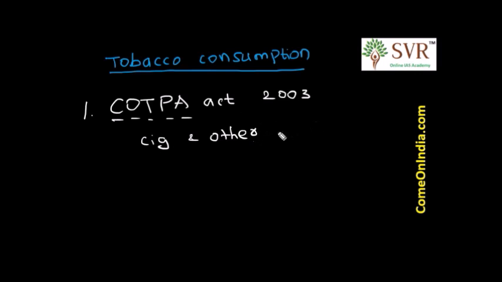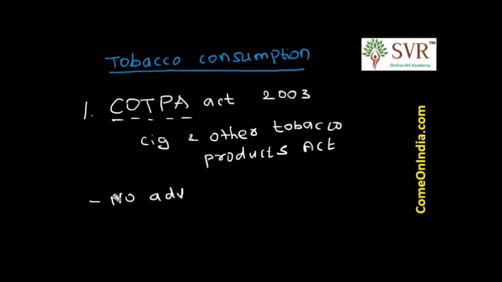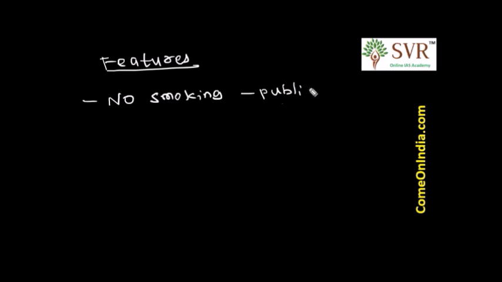COTPA Act 2003. It was passed by the Parliament of India in 2003 to prohibit advertisement and regulate the tobacco business in India. The main feature of the act is that it prohibits smoking of tobacco in public places except in special smoking zones in hotels, restaurants, airports, and so on.